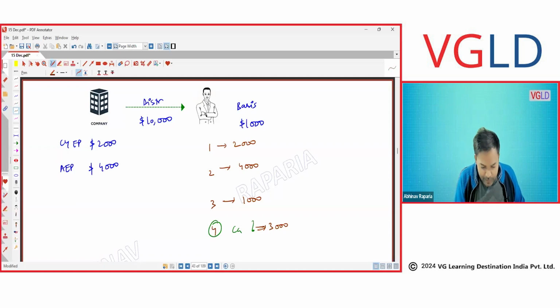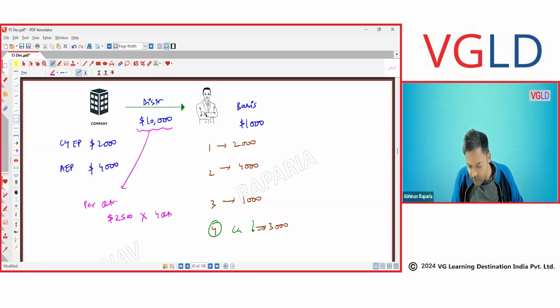Now, if I tell you, guys, this 10,000 is the total distribution, but you are making it per quarter. Per quarter, how much are you making? Per quarter, you are making 2,500. So 2,500 into 4 quarters, that's how you're distributing that. Point here, people. Yes, no, maybe.